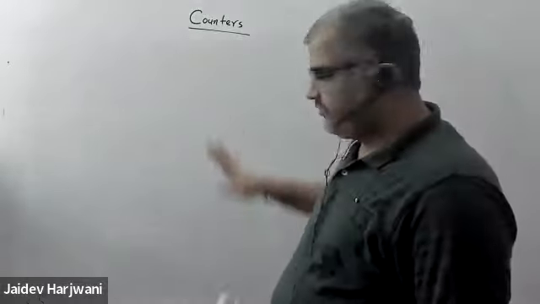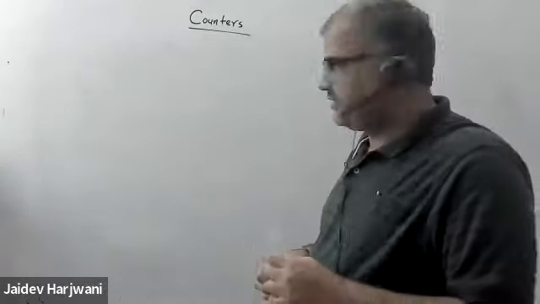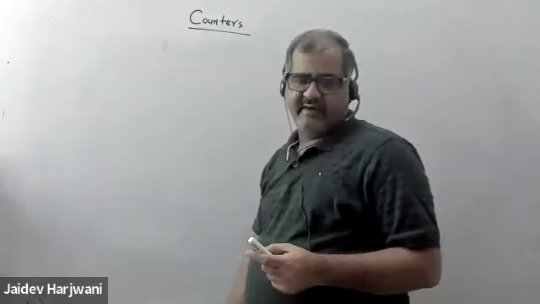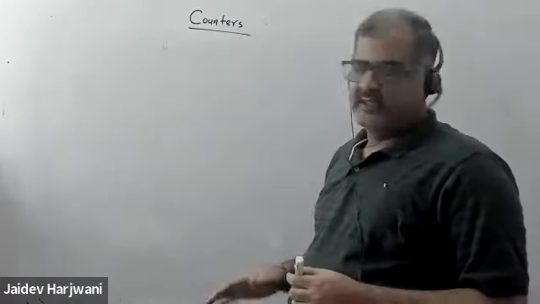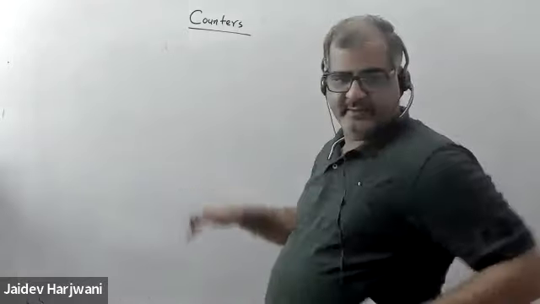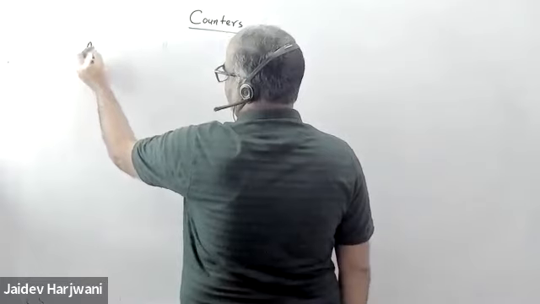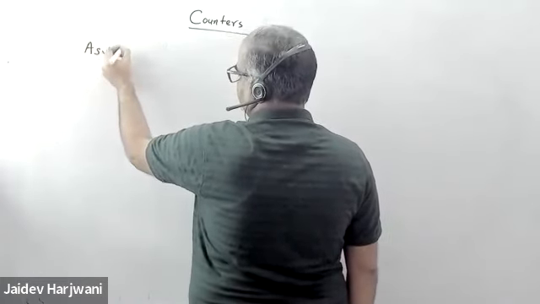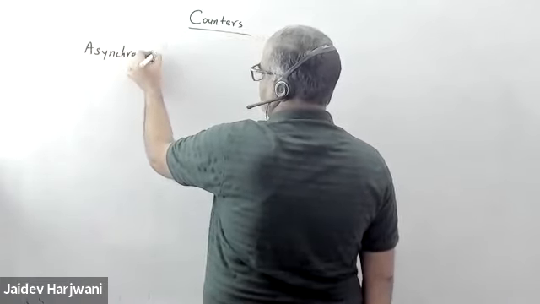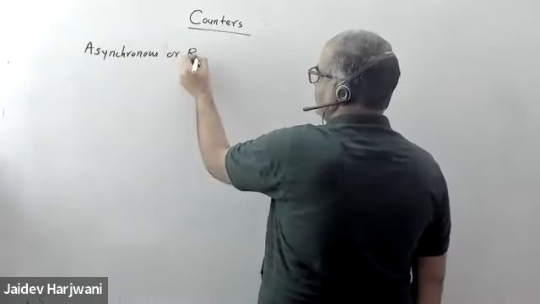So we'll see the ripple counter first. Both counters have their own advantages and disadvantages. Ripple counter is basically slower. So now let us start with asynchronous counter or ripple counter.